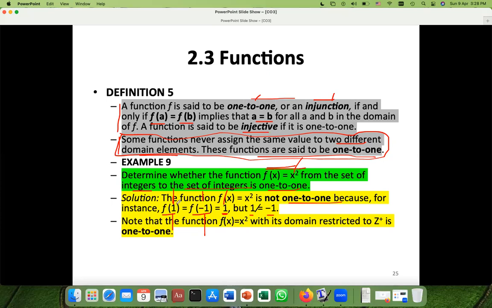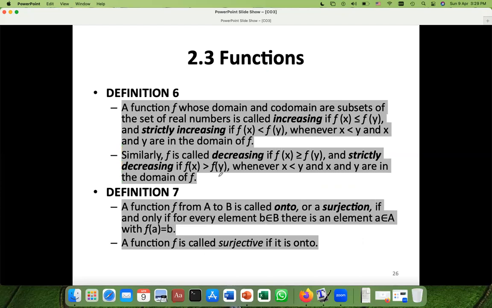Now, if you restrict this domain only to Z plus, then it is one-to-one. You don't have the repetition because you removed the minus 1. Anyhow, moving next.